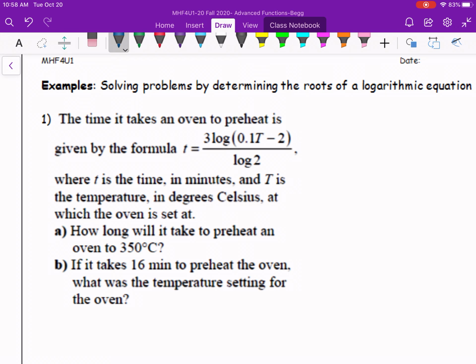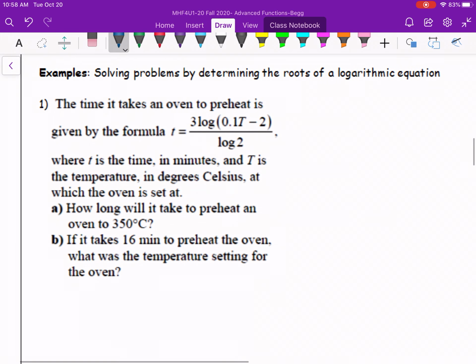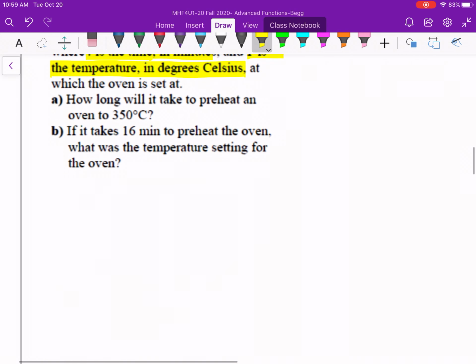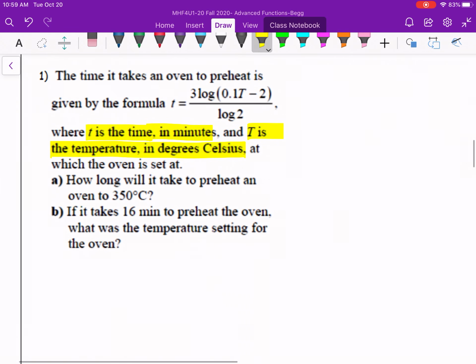Solving problems by determining the roots of a logarithmic equation. The time it takes an oven to preheat is given by the formula little t equals 3 log 0.1 big T minus 2 over log 2, where little t is the time in minutes, and big T is the temperature in degrees Celsius at which the oven is set. How long will it take to preheat an oven to 350 degrees Celsius?